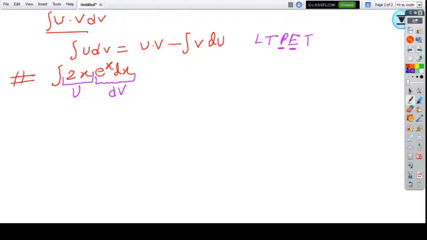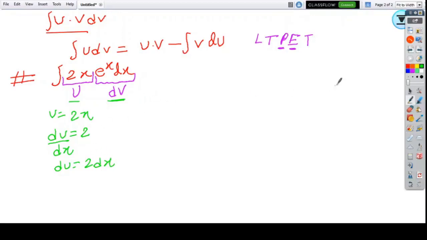Remember, in this way we are not choosing the second function, we are choosing dv. Here is the difference from the ILATE rule and this rule. So u and dv. So u is equal to 2x. As I have seen here, I need to find out u into v, v into du. So I need to find out du. What is du? du upon dx is equal to 2, and du is equal to 2 times dx.